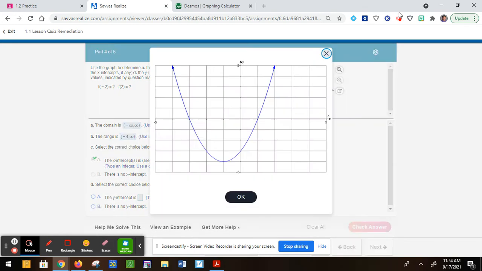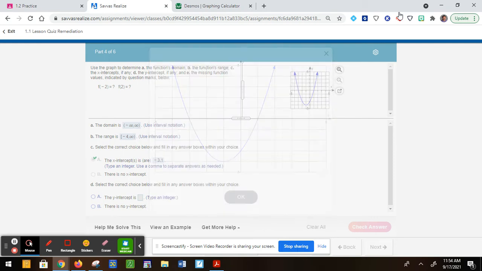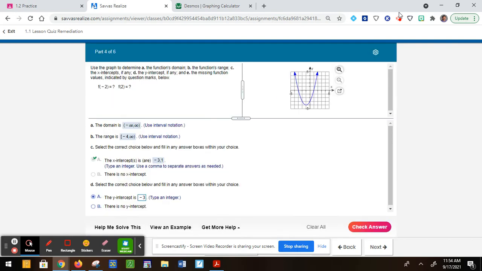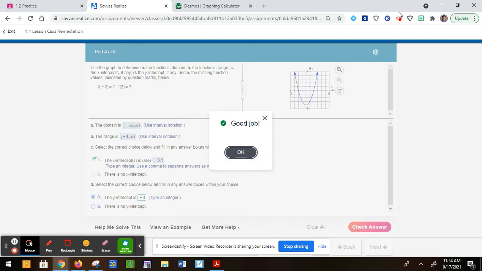Y-intercept is where it's crossing y, so right down here. So it's just -3. There's just one answer here, and it's -3. All right, we'll check that one.